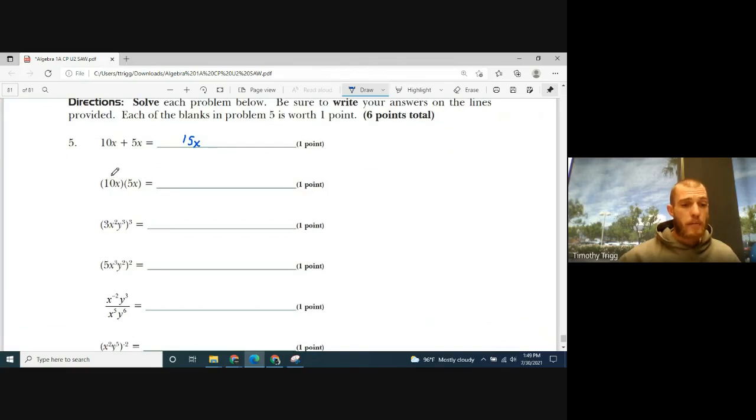When you're multiplying, you multiply the coefficients. So 10 times 5, that's 50. And then you do the x times the x, that makes x squared, right? Remember, this will give you x times x, which is the same as saying x squared.